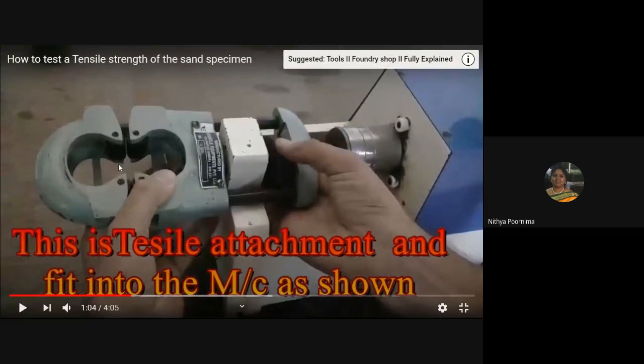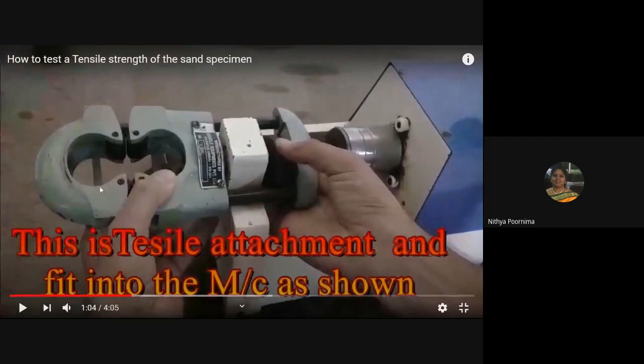See, the core box will also be of the same shape. A plate will be produced after you have made the sample. After you have rammed, you put it into this kind of structure with this shape, the core sample, and allow it to bake in the oven at 250 degrees Celsius for about 30 minutes. After that, you place your sample here. This is your tensile strength shackles. This is how your tensile strength attachment looks.